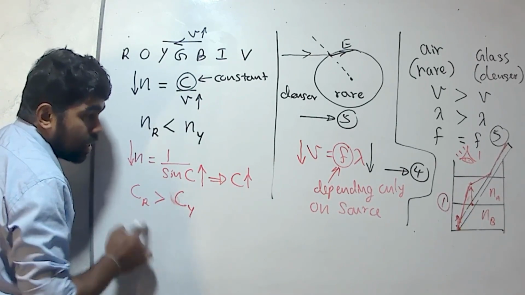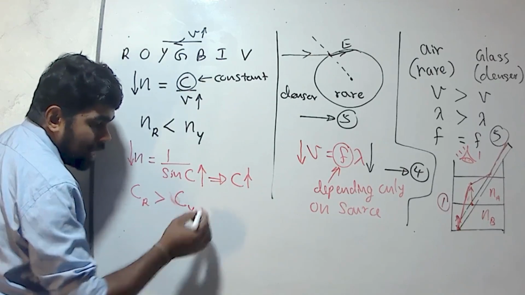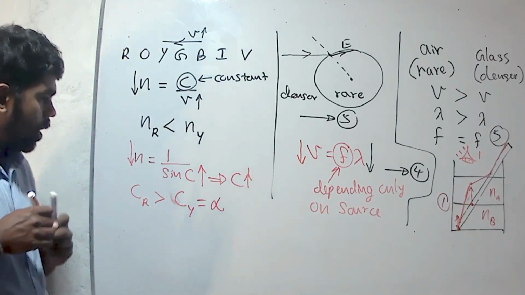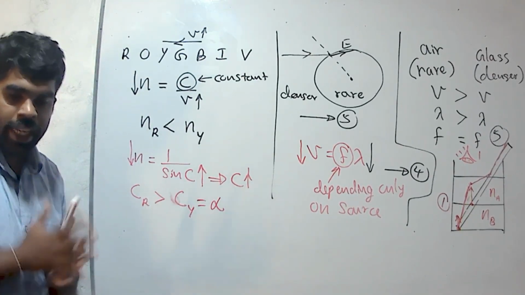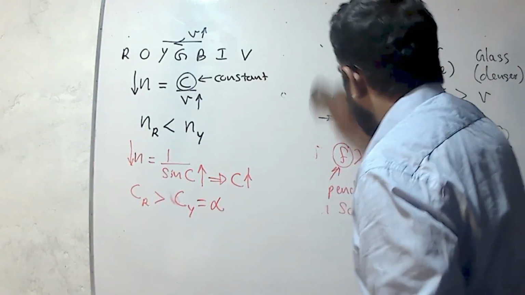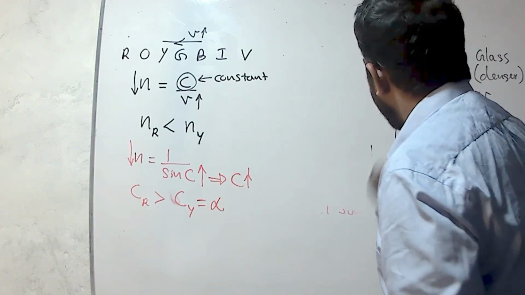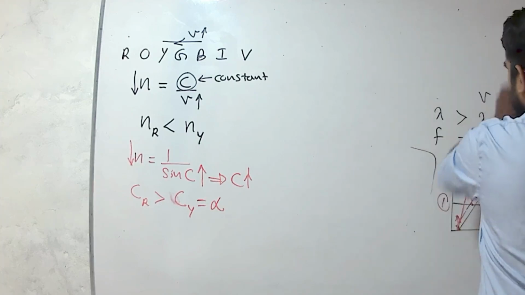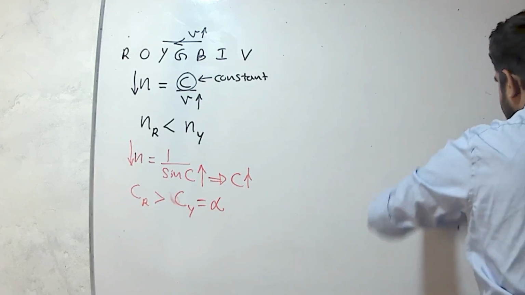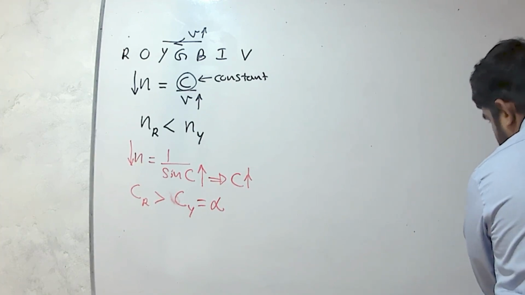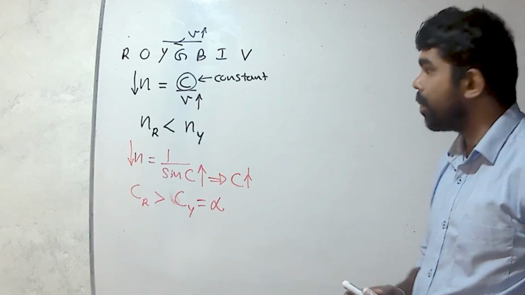They have given that the critical angle for yellow color is alpha in the question. Then the critical angle of red color is greater than alpha. It means the incident angle for this given ray is less than the critical angle. Therefore, we can't see total internal reflection. The light ray should pass to the second medium.